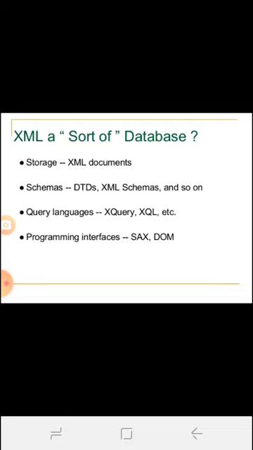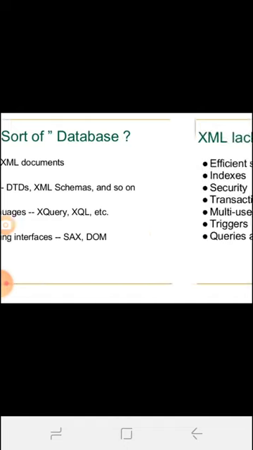First one is storage. Storage means XML documents. Then schemas. DTD and XML schemas are used. DTD means document type definition. It is a set of markup declarations that defines a document type. It defines valid building blocks of XML data.